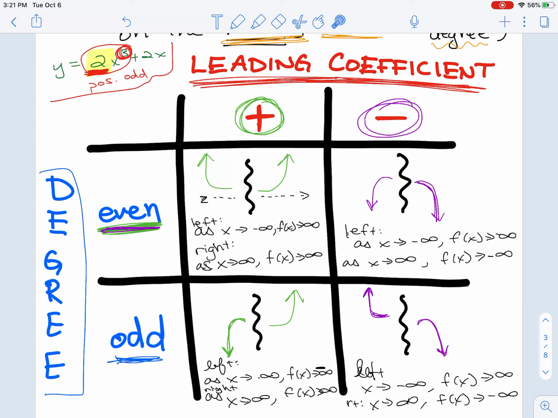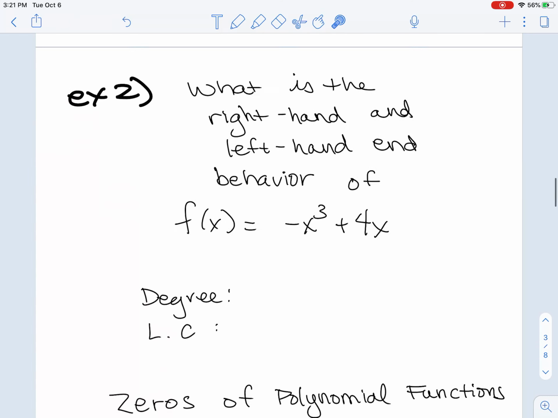If it's odd positive, again, it ends up. So it starts the opposite. And negative graphs always end down. So if it's odd and negative, it is going to start up and end down that way to the right.